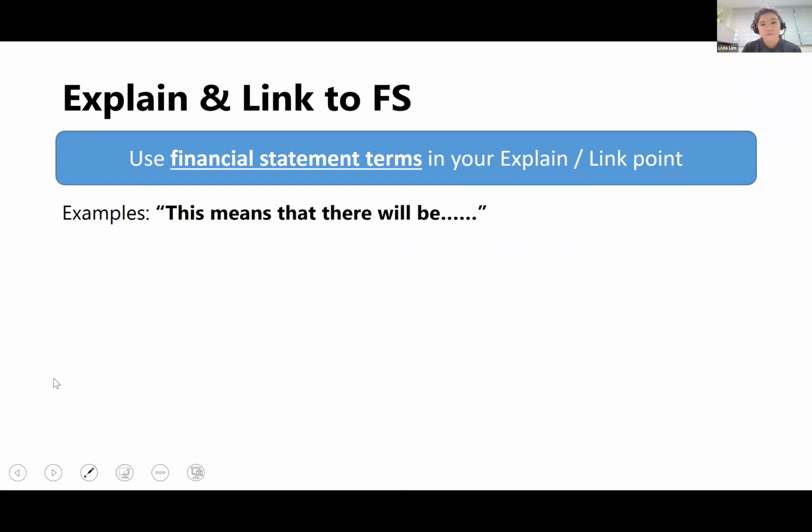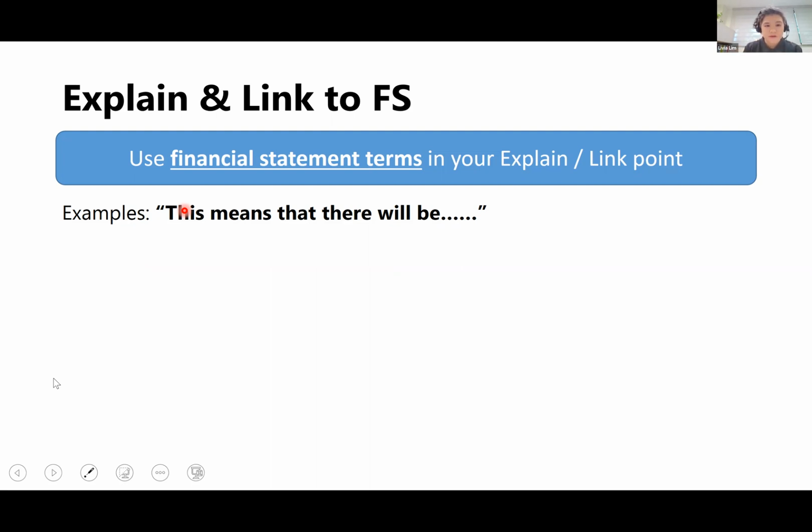So I think students tend to have the most difficulty here. Basically, for this point, you need to use financial statement terms in your explain and link point. Something that could help you is to start your answer with this phrase: "This means that there will be..." And then remember your 20-mark financial statements, use some terms from the financial statements to get this 1 point.